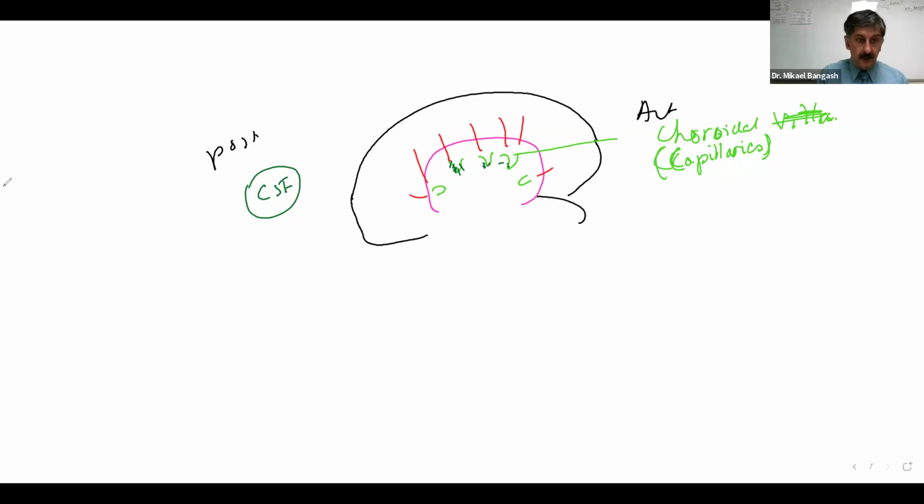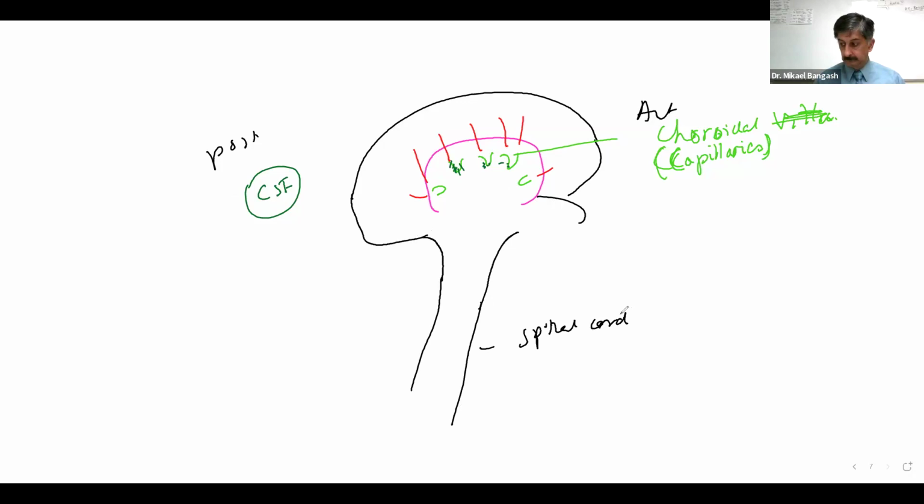Now, guys, in the brain, this is going to be in the center of the brain. What it will end up doing is run into the spinal cord. But what we actually have in the brain is mainly going to be a system of ventricles.